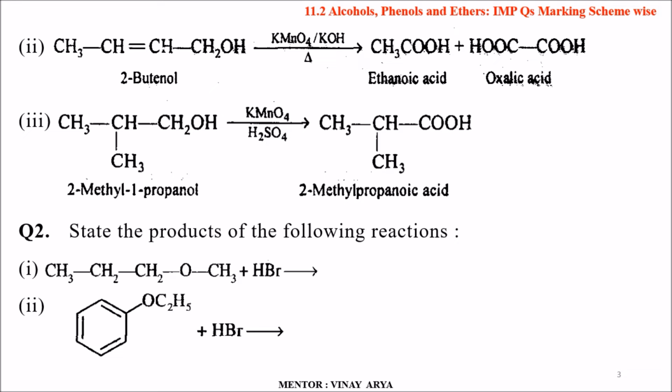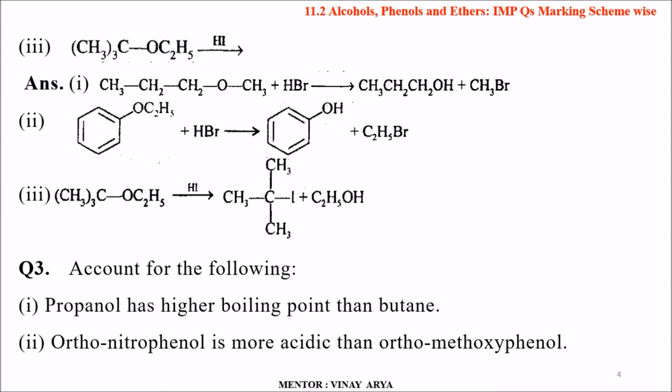(CH3)2CHCOOH, 2-methylpropanoic acid. Coming to the second question, state the products of the following reaction: CH3CH2CH2OCH3 plus HBr. What will be the product? This we have to predict over here, students, or write. The second part is C6H5OC2H5 plus HBr. What will be the product formed? That we have to state. And the third one is (CH3)3COC2H5 when subjected to HI.